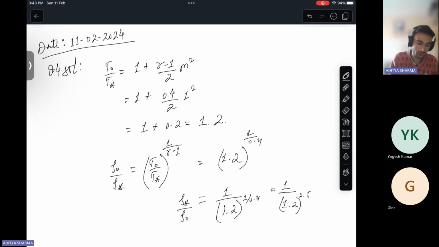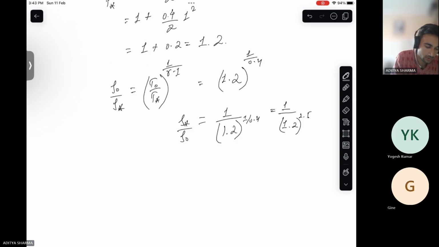So how much did you get, Yogesh? 1.577. Yes, sir. This value. What did you calculate? Rho star by rho naught? No, 1.2 to the power 2.5. Yeah, so divide 1 by this value. Do it.